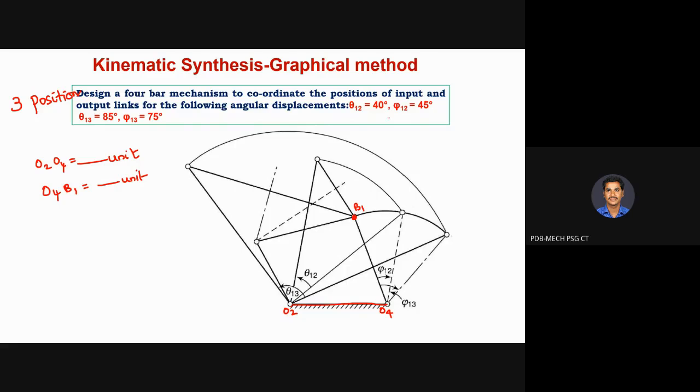Now I'm going to rotate the rocker by 45 degree for the first orientation. So this is my rocker initial position. It is rotated by 45 degree. So what is that name? Psi 12. Correct or not? I have moved the rocker from the first position to the second position. So the point is nothing but what? B2. Okay, so let me connect B2 and O2.